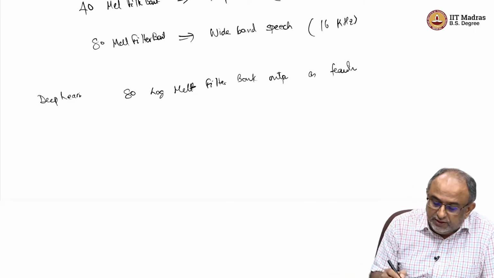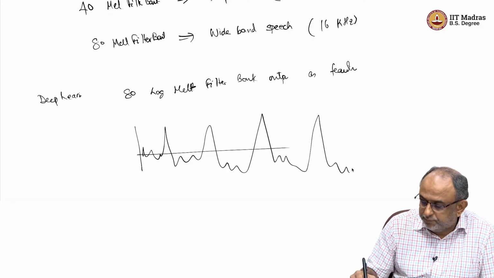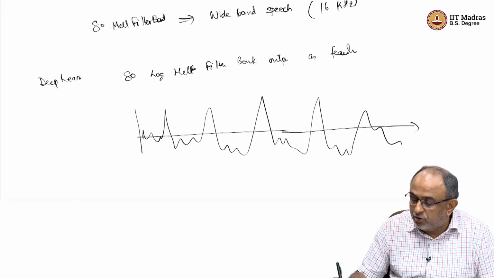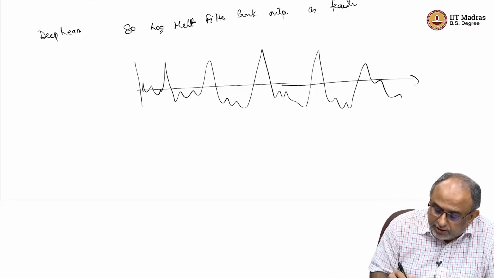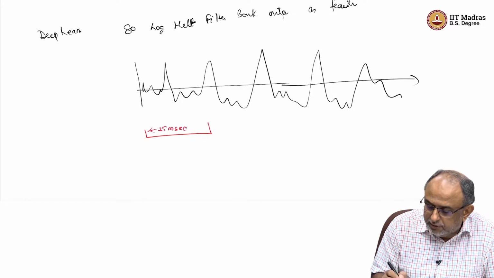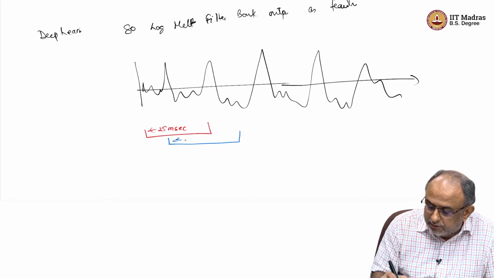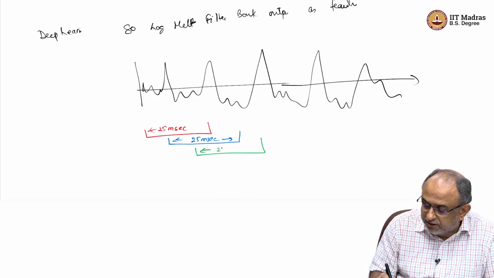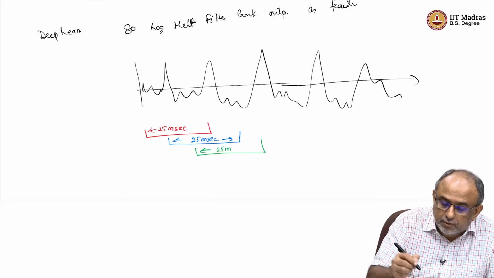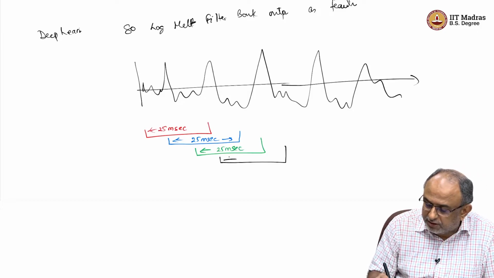I am going to take a speech signal, and it's all short time processing. So, I am going to take a window of 25 milliseconds. This is 25 milliseconds. I am going to take an overlap of 10 milliseconds. So, this is again 25 milliseconds, and this is again 25 milliseconds.